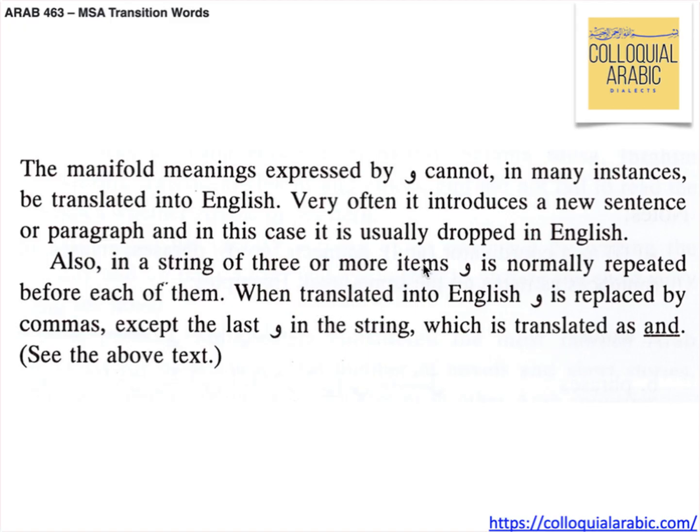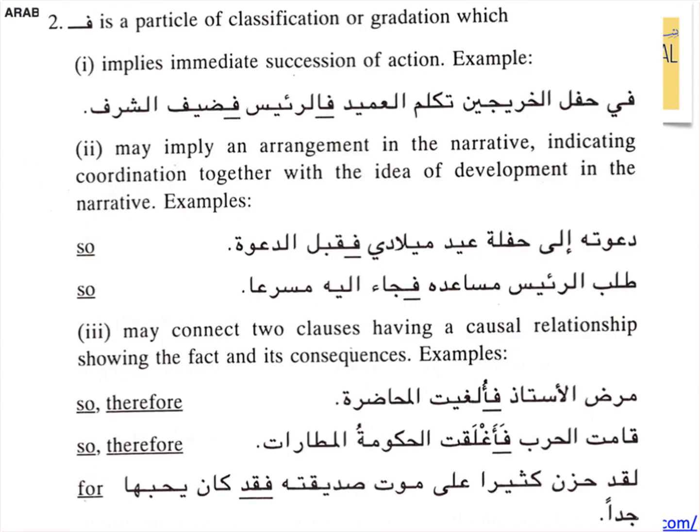Also, in a string of three or more items, wa is normally repeated before each of them. When translated into English, wa is replaced by commas, except the last wa in the string, which is translated as and. So he did this, comma this, another thing this, and when the last thing comes, then there will be and. So wa, wa, wa, followed by the last and.